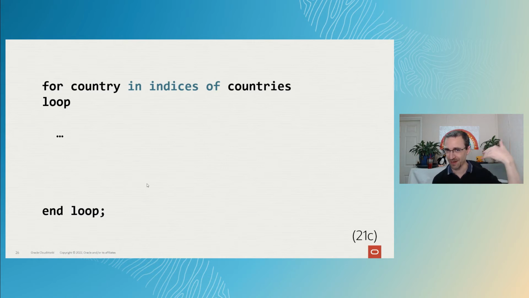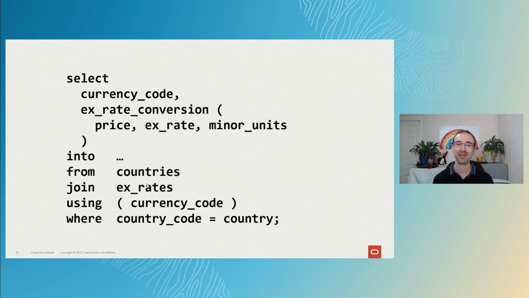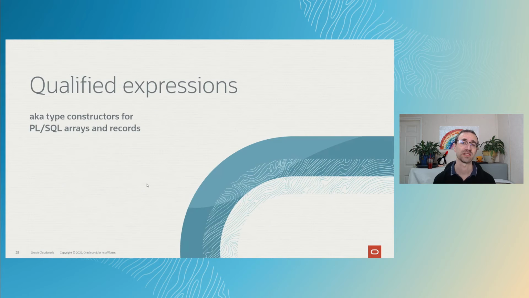We've improved how we're writing the loop, but we're still executing this query once for each iteration and processing rows one at a time. As I said, if we wanted slow code, this is the absolute best way to do it. Really, we want the opposite. We want to execute the query once and fetch all the data at the same time. Fortunately, in 21c, we've got some improvements that enable us to do this, and that is qualified expressions.